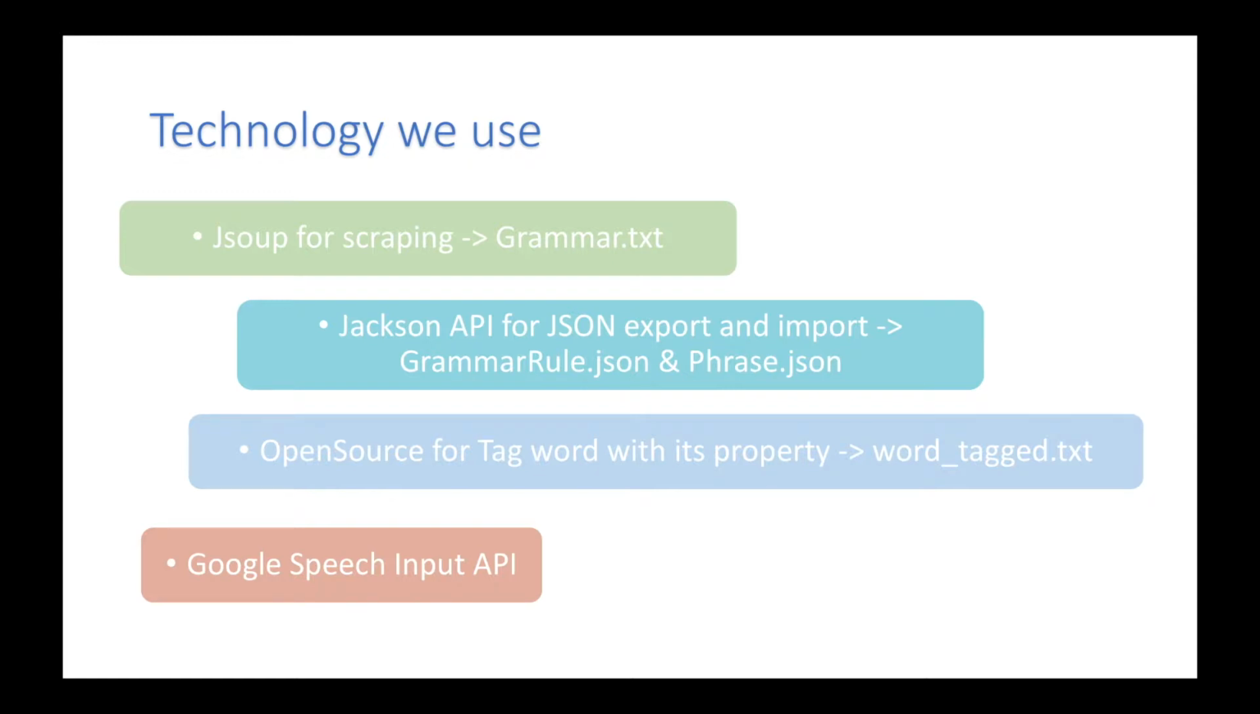importing the JSON file. The third, we use open source for tagged words with their property, which is part of speech. And then we have the word tagged txt. We can insert the word along with its property into a data structure we build for spell check. The last one, we use the Google Speech Input API for speech input of the GUI interface.